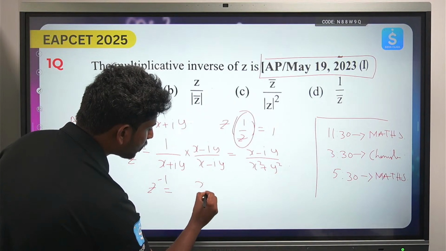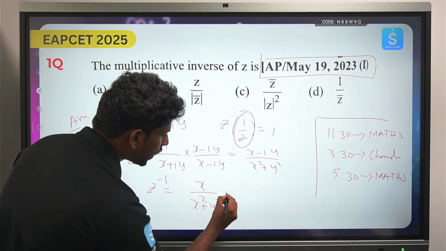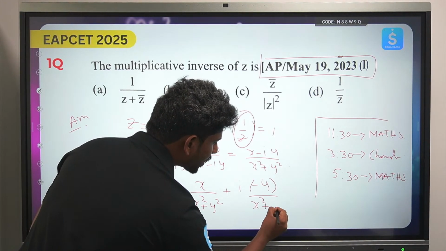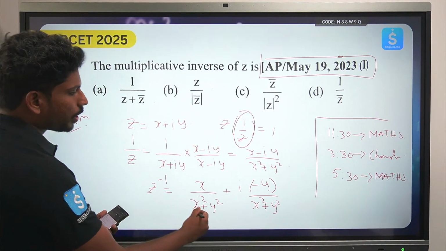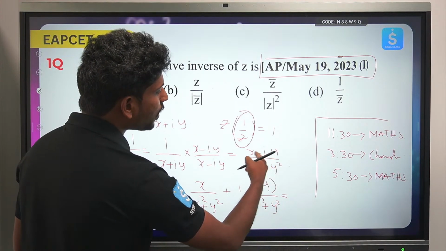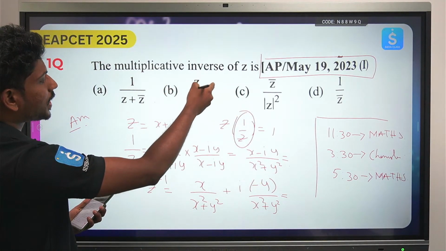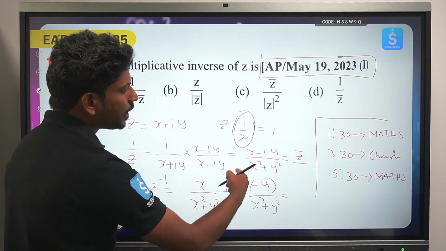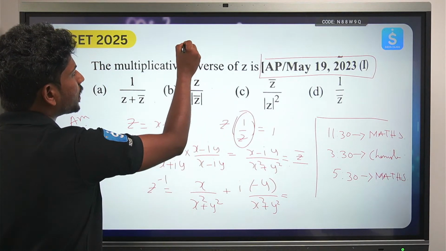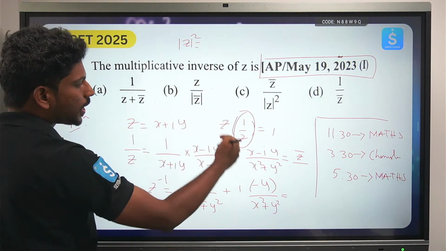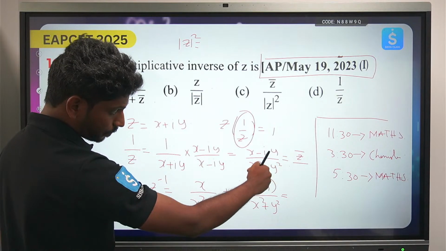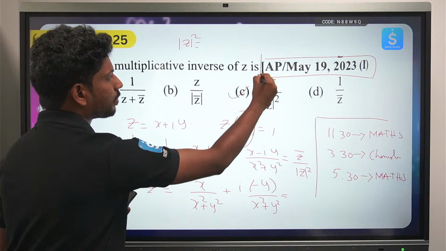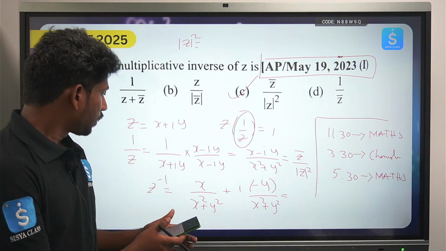So this will become x by (x square plus y square) plus i times minus y by (x square plus y square). Okay, now if you try to see this one, this x minus iy is nothing but, if z is x plus iy, what will be the conjugate of z? That will be z bar. And x square plus y square is nothing but mod z square. Okay, what is mod z? Under root of x square plus y square. Mod z square, the root will get cancelled. So z bar by mod z square. Answer is option C. Okay, right.